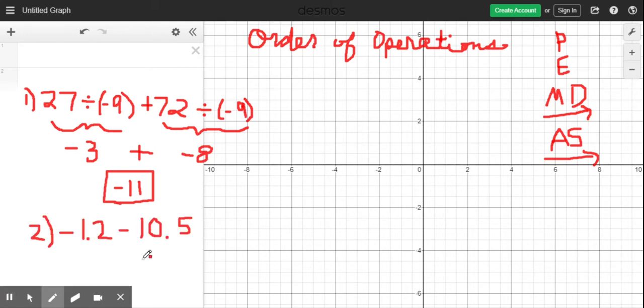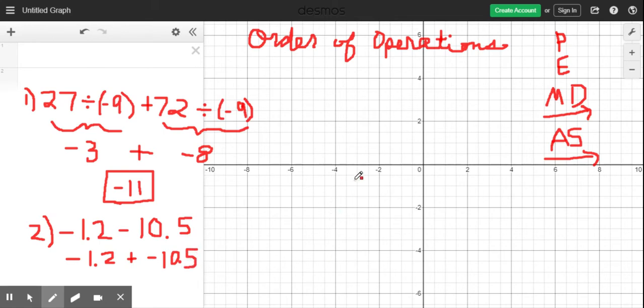Okay, so for -1.2 minus 10.5, we have a negative minus a number, which is the same as adding the -10.5. You could rewrite this as -1.2 plus -10.5. That means the same thing.